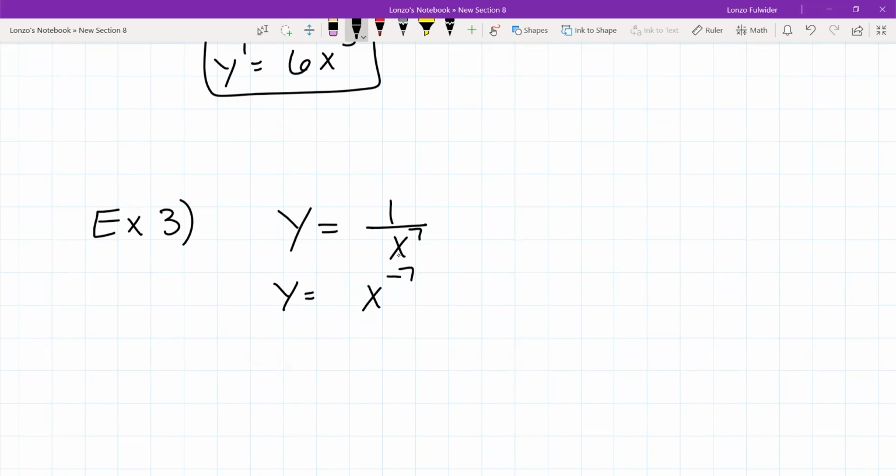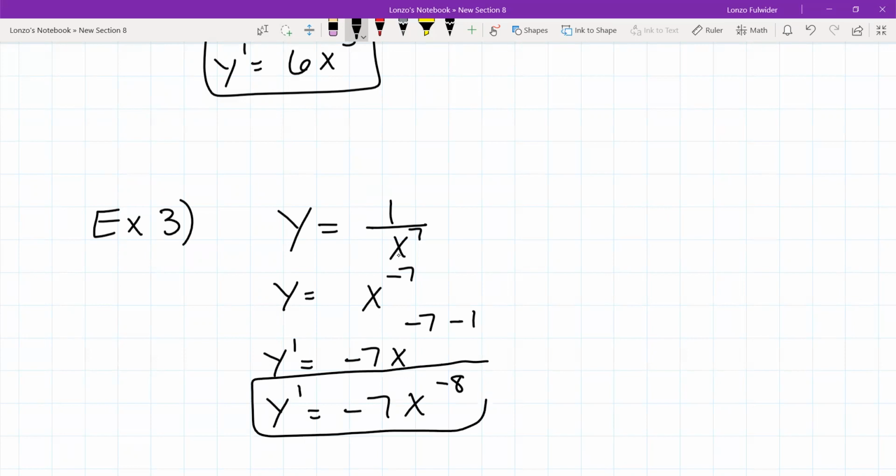Then we just have to apply the power rule. So it's going to be y prime equals negative 7x, and then it's going to be raised to the negative 7 minus 1, right? So that would be y prime equals negative 7x to the negative 8. And that's it.